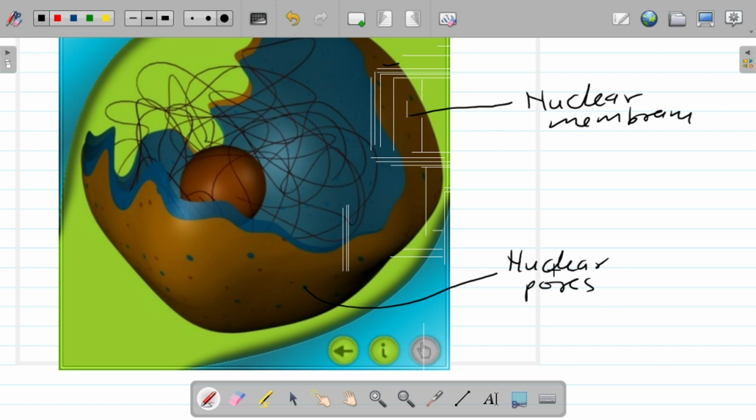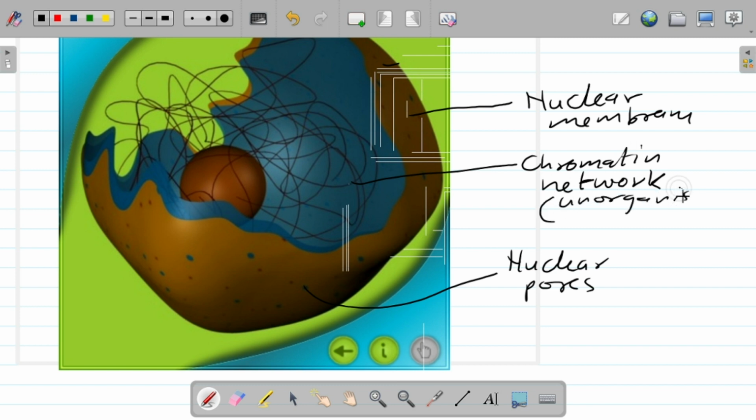What are they there for? To facilitate the transport in and out of things such as proteins and RNA. And then this thread-like structure that you see inside the nucleus is your chromatin network. We learned in grade 10 that the chromatin network basically is unorganized DNA. And then once it winds up to form that little structure that looks like this, that will be your chromosome.